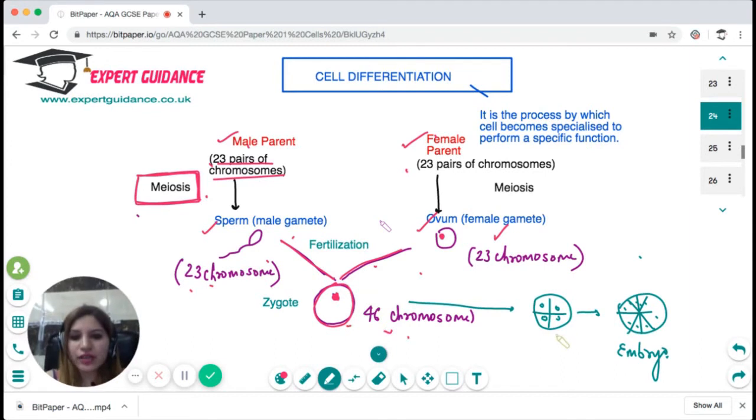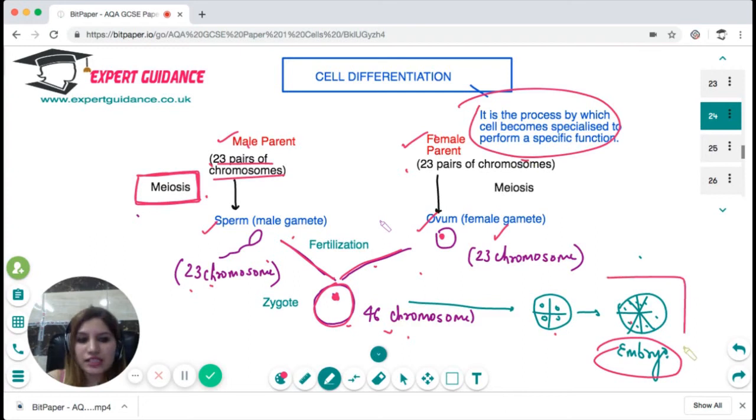Now this zygote divides into 2, 4, 6, 8 and many cells and forms an embryo. At this stage, the entire cell mass is unspecialized. It has no function. We do not know which part of the cell will form the digestive system, which part will form the circulatory system. After that, the process of cell differentiation begins. Now this embryo, whose cells have not yet specialized, consists of stem cells. So stem cells are the undifferentiated mass of cells which can differentiate into any cell type.